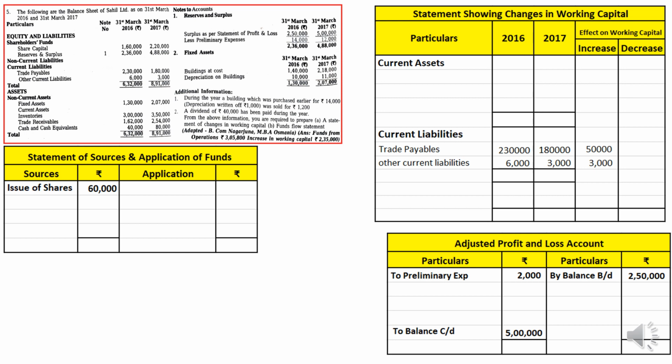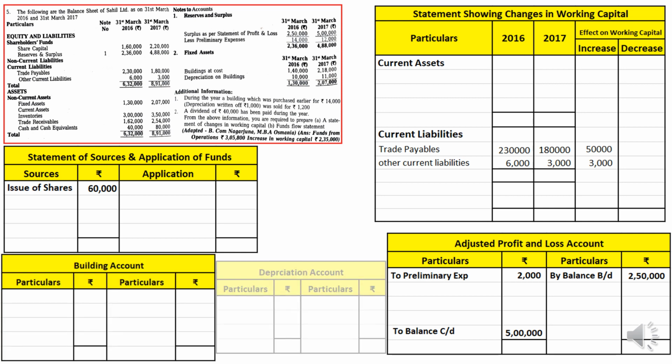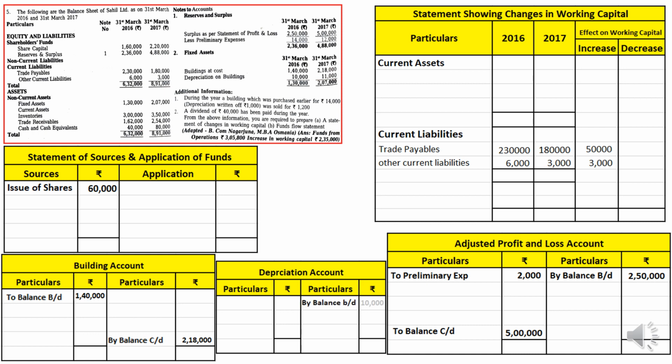Then we have assets. Under fixed assets we have building at cost and depreciation on building. Both we have been given along with the adjustment. So here we should prepare two accounts: one is the building account, another is the depreciation account, that is provision for depreciation. Better you write provision for depreciation or accumulated depreciation, either way we can call it. Once you prepare the ledger accounts, building is an asset, shows a debit balance, to balance brought down. Building opening value is 1,40,000 and closing value is 2,18,000 we have written. Next, provision for depreciation is a liability, shows a credit balance, by balance brought down 10,000, to balance carried down 11,000.